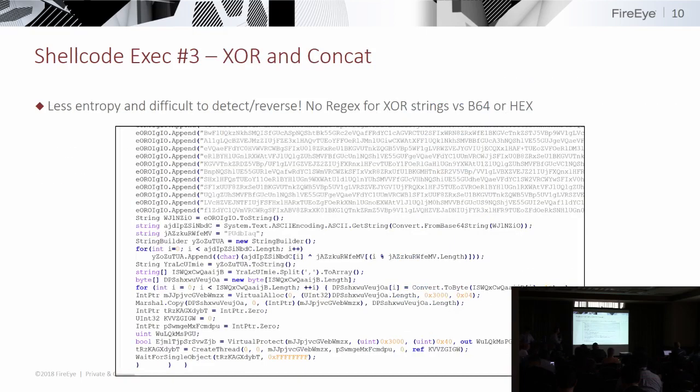Next slide. So that's why we want to go to something like this. This is actually kind of an interesting thing. Again, same method: VirtualAlloc, Marshal.Copy, CreateThread, WaitForSingleObject. Same API calls, all the same goodness of a shellcode injector.